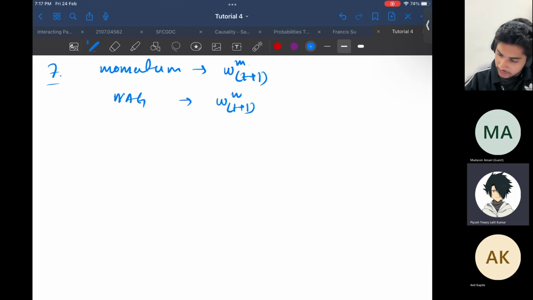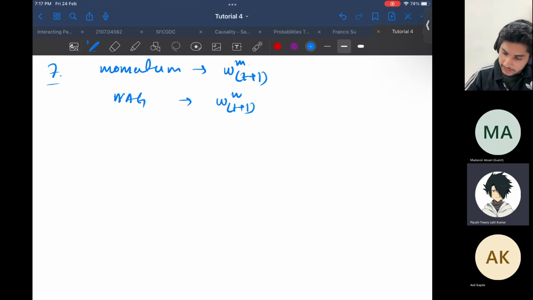Now wt plus 1 n, which is with Nesterov accelerated gradient. If you do a similar thing, you will get wt minus gamma times update t minus 1 minus eta times gradient of wt plus eta times gamma gradient with respect to update t minus 1. This is what you need.